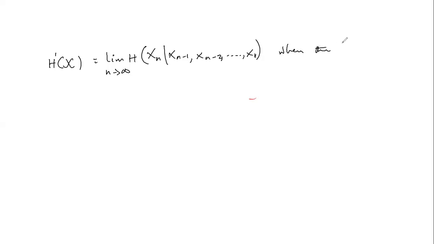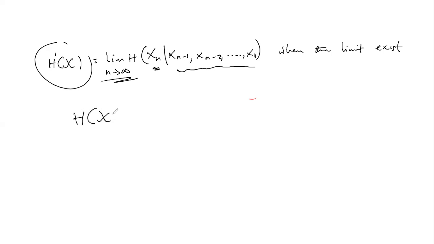When the limit exists, which is for n sufficiently large. And here you will note that this entropy rate is the conditional entropy of the last random variable given the past, okay? Because this is Sn, which is the last random variable, given all of these previous ones.